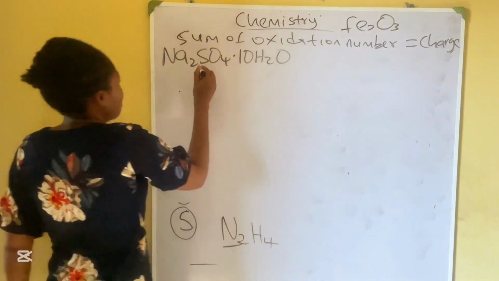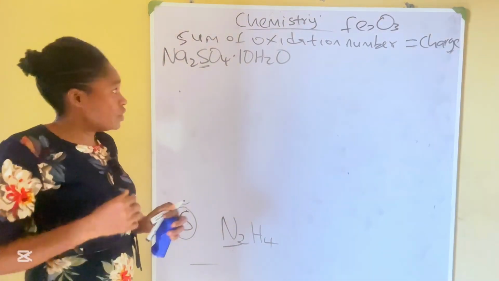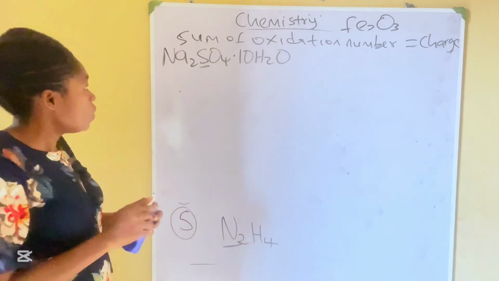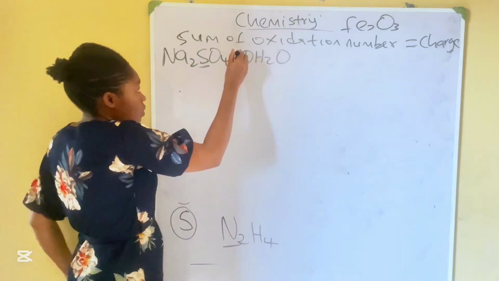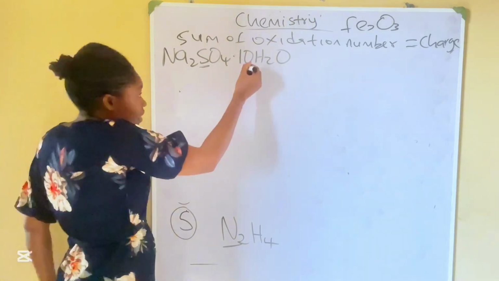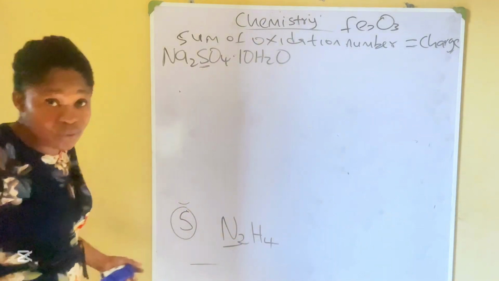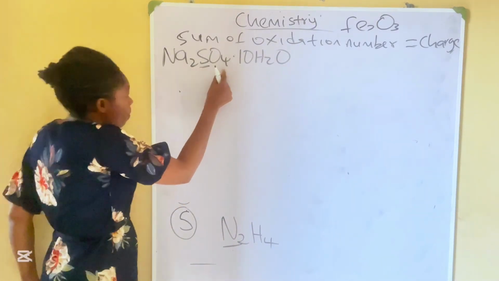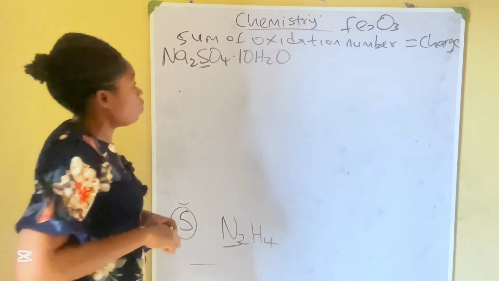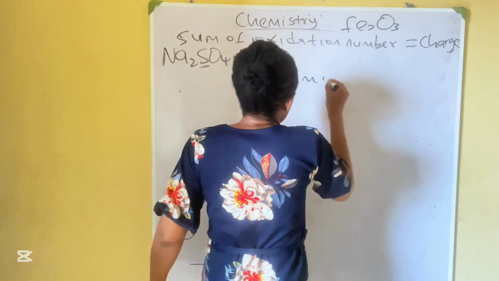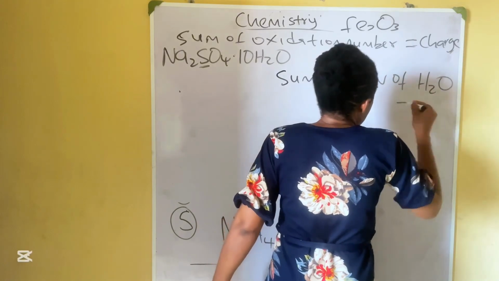So I want to state something. We have to find the oxidation number of sulfur here. Remember, the sum of the oxidation numbers of all the atoms in a compound is equal to 0. This one is a compound on its own. Water is a compound on its own. This dot means they are going to add plus. But this water, the sum of the oxidation numbers of hydrogen and oxygen will give you 0. So the sum of the oxidation number of water is equal to 0.